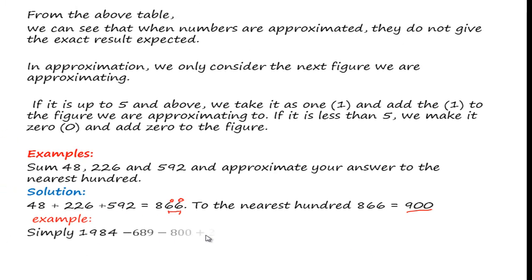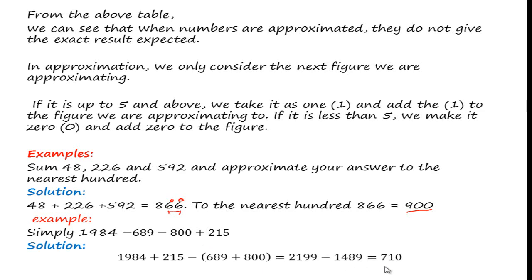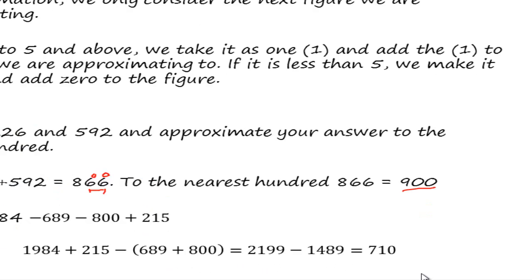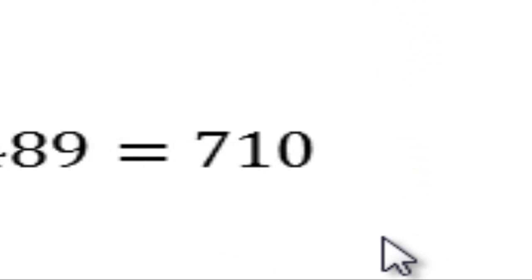Another example now. Simplify 1984 minus 689 minus 800 plus 215. If you add it together, you get 710. And then round this 710 or approximate this 710 to the nearest 100. That is 2 unit positions. You are going to count 1, 2. And then the second unit position is 1, which is less than 5. Then it's going to be rounded down to 0. And then we are going to add that 0 to 7. And that means 7 remains 7. It's now going to turn to 700.